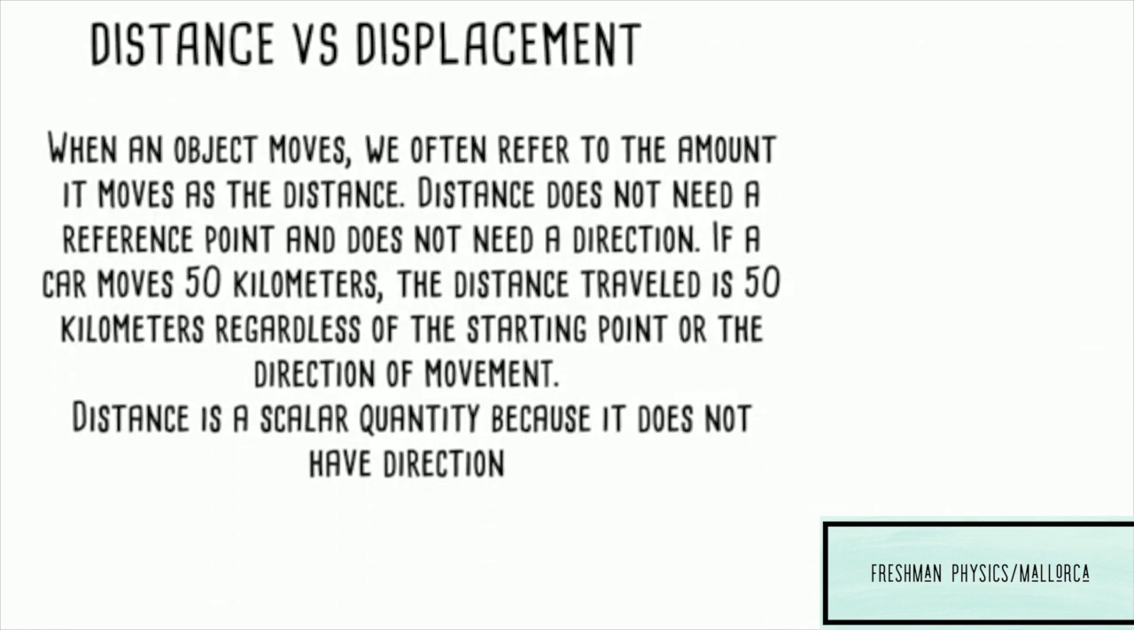Distance versus displacement. When an object moves, we often refer to the amount it moves as the distance. Distance does not need a reference point and does not need a direction. If a car moves 50 kilometers, the distance traveled is 50 kilometers regardless of the starting point or the direction of movement. Distance is a scalar quantity because it does not have direction. So to solve for distance, you just need to add the total distance covered by the object or a person.